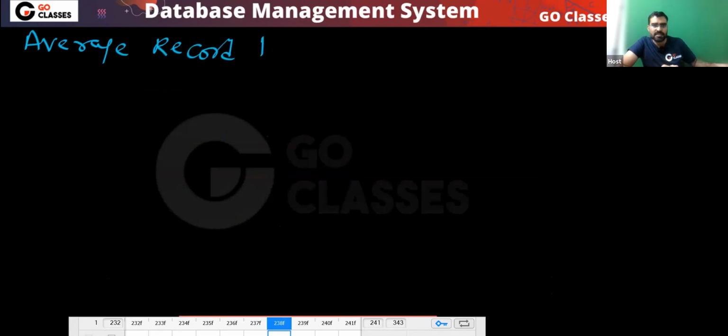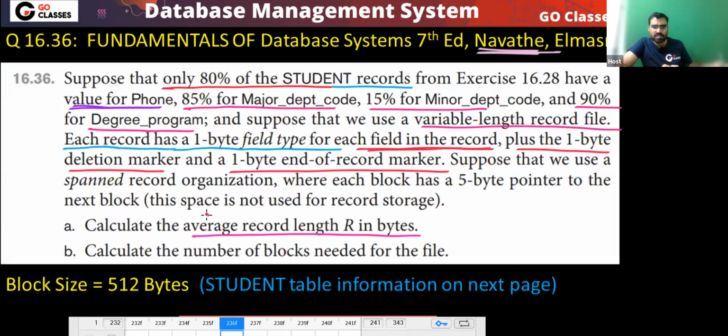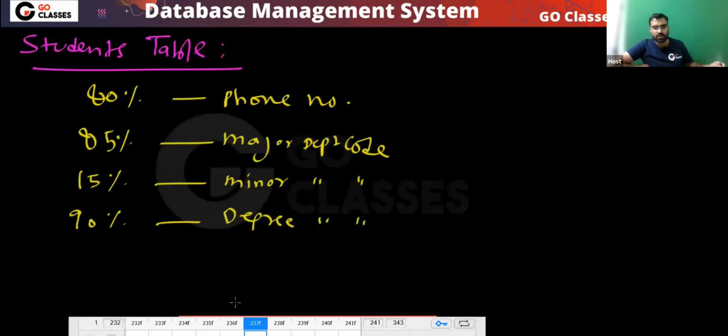Average record size. On average, what is the record size? Because the records have variable length. So what will be the average record size? This is what the question is asking. Average record length. You will find a lot of confidence if you can solve this question.